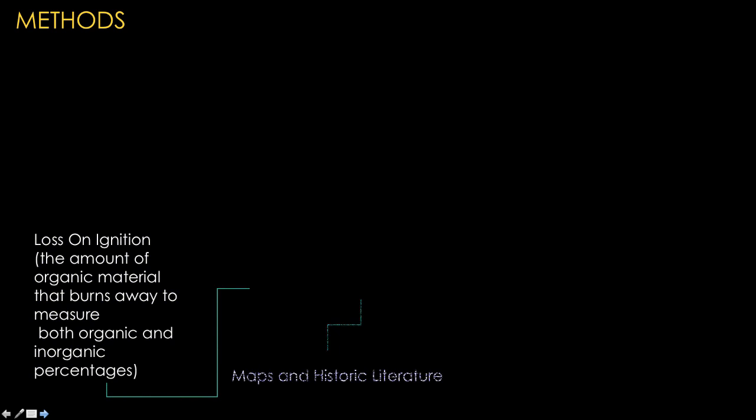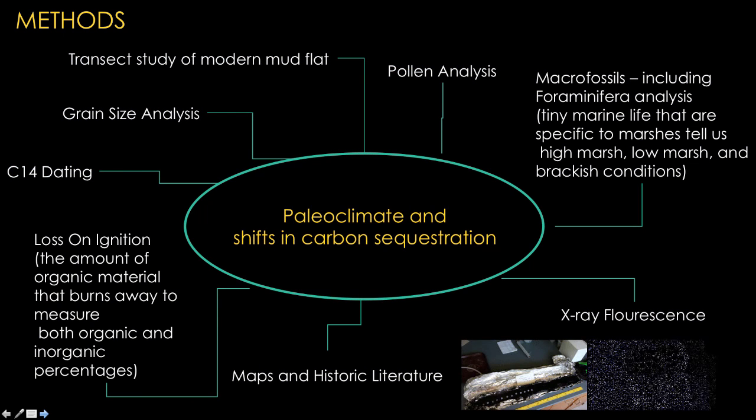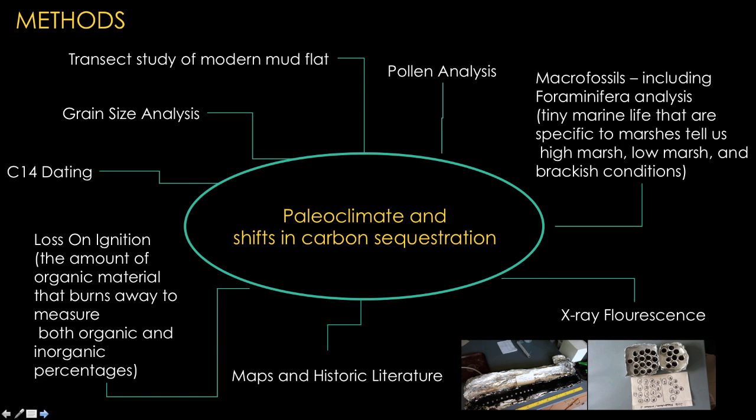So, methods. In paleoclimatology, a core is dug, basically, and this is the most simplified explanation. A core is dug, or several cores are dug, as far down as possible. And there are studies done. So we can do a transect study. We can look at X-ray fluorescence and try to look for elements and pollutants. We do a search in maps and historical literature to see if there's any clue there as to why our analysis of the actual core is coming out the way it is.